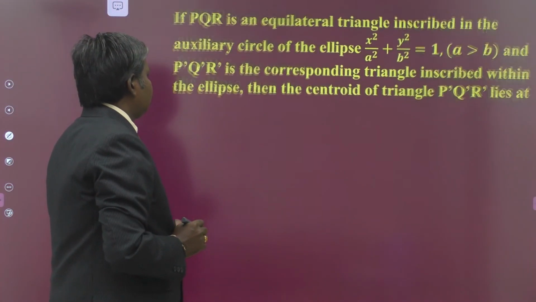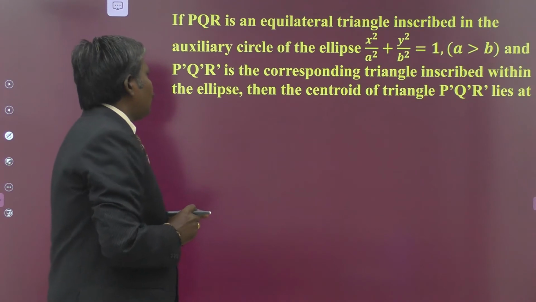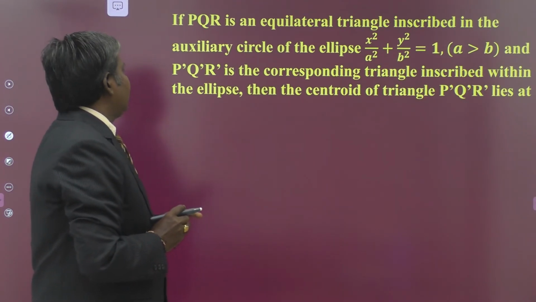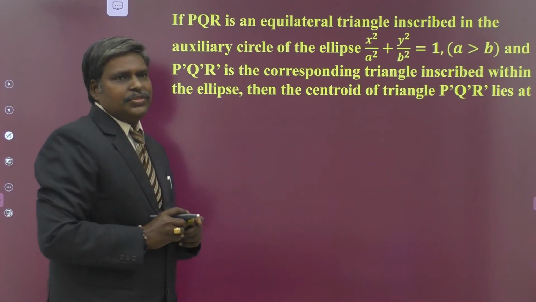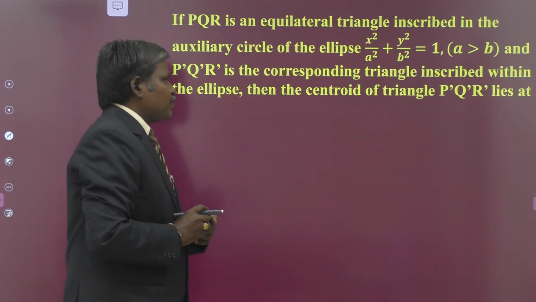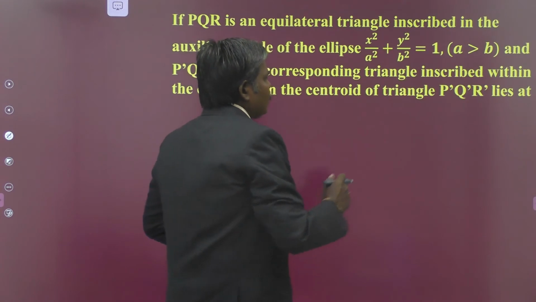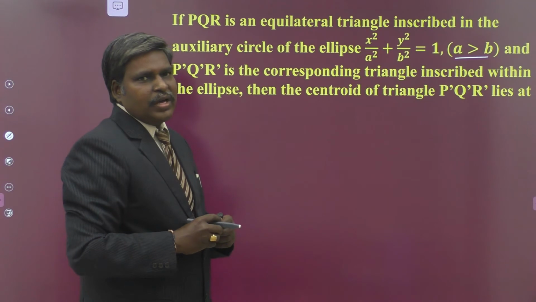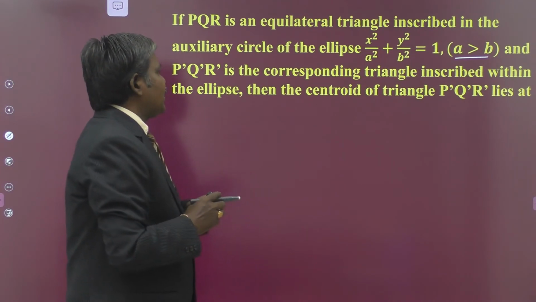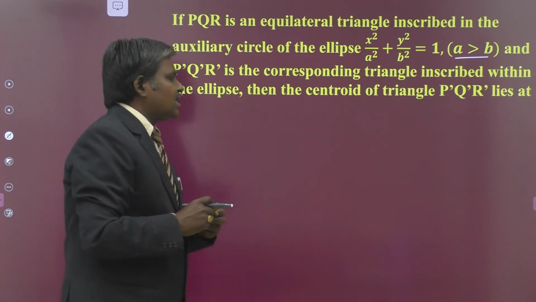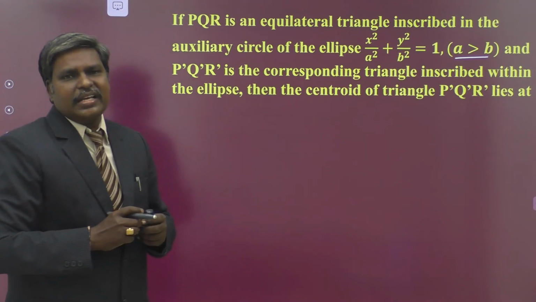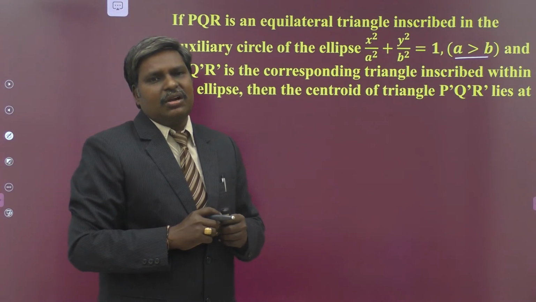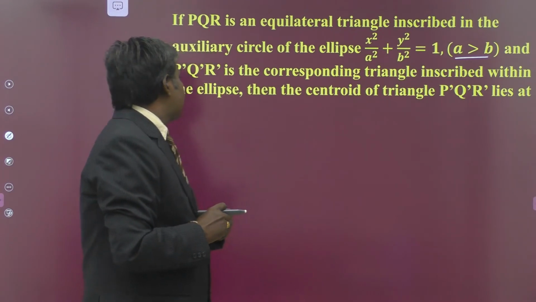Next one. If PQR is an equilateral triangle inscribed in the auxiliary circle of the ellipse x square by a square plus y square by b square equal to 1, a greater than b case. What is PQR? That is an equilateral triangle inscribed in the auxiliary circle of the ellipse. What is meant by auxiliary circle? The circle described on the major axis as diameter is called the auxiliary circle of the ellipse.